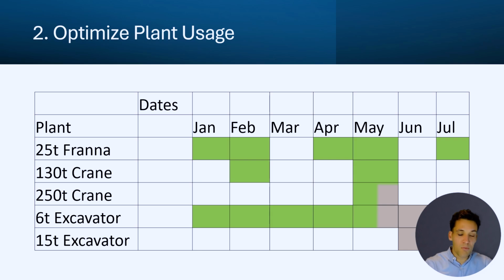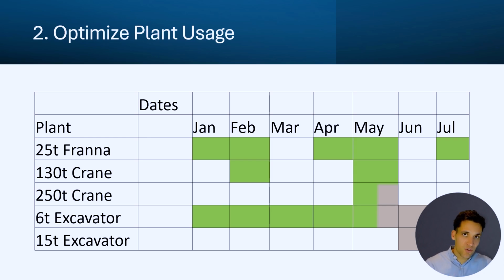Or could we shift, or more likely, could we shift the activities required in January and February into the March period? And what that's going to do, it's going to help us optimize our usage of plant. We're not going to have to pay for multiple mobilizations, and we're going to get better productivity out of the piece of equipment.